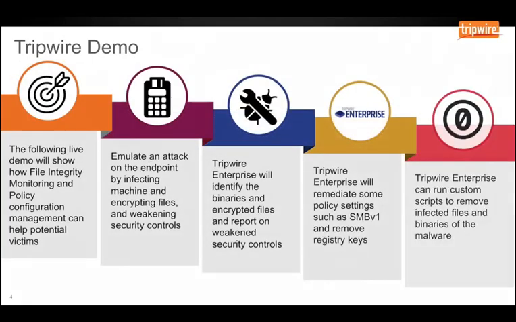In the demo, I'm going to show you how file integrity monitoring and custom created policies can help identify an attack. We'll emulate the attack on the endpoint and show you what changed in real time on the Tripwire console. Through matching changes on the endpoint against the known set of bad file hashes, we'll be able to see immediately when the binary was dropped and who was logged in at the time. Some custom policies will be able to show us the state of the patch on the endpoint and whether SMB version 1 has been disabled or not. Finally, I will show you how Tripwire Enterprise can interact with the endpoint to make some policy changes.